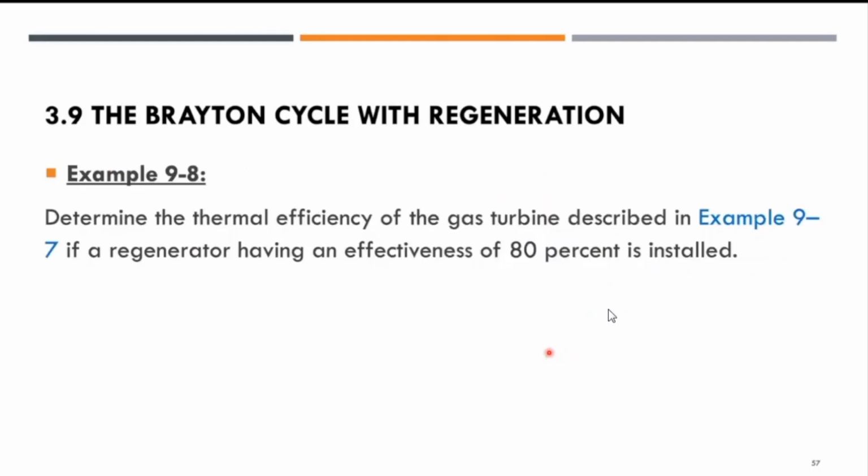Now let us look into another example. We have example 9.8: determine the thermal efficiency of the gas turbine described in example 9.7, where the Brayton cycle is not operating at its ideal stage. We want to apply a regenerator having an effectiveness of 80%. So the effectiveness equals 80%.